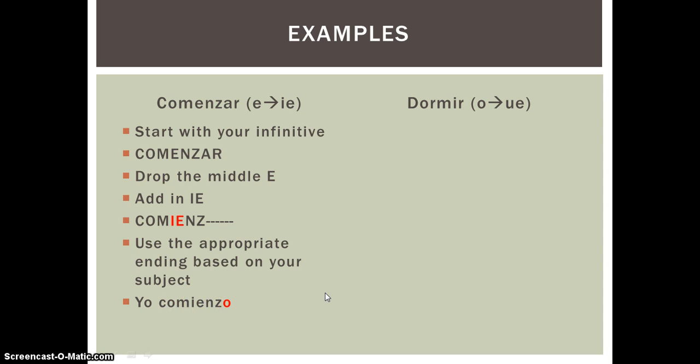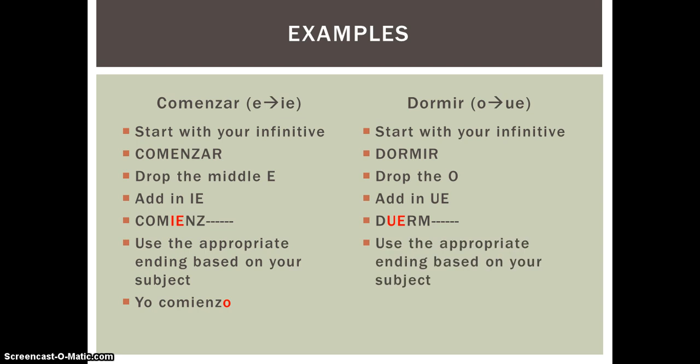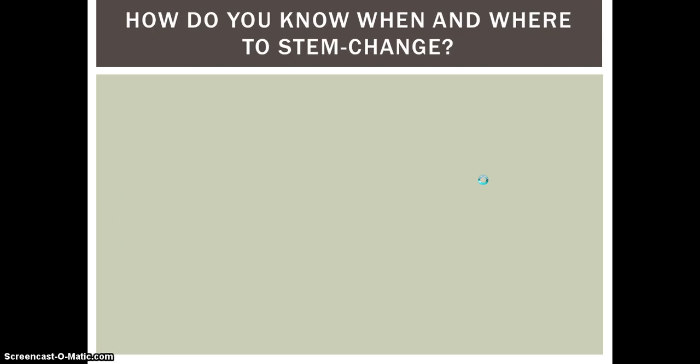Dormir, same exact process. You just have a different stem change. So we start with the infinitive, we drop the O, we add in UE, and we get duerm. And then, based on the subject, we will add the appropriate ending to fully conjugate. So in this case, tú duermes. And the endings, once again, are the same. ER, IR present tense endings, we're going to use as we would for any other verb. And then AR verbs, we use the same set of endings, but they have this special stem change in the conjugation.